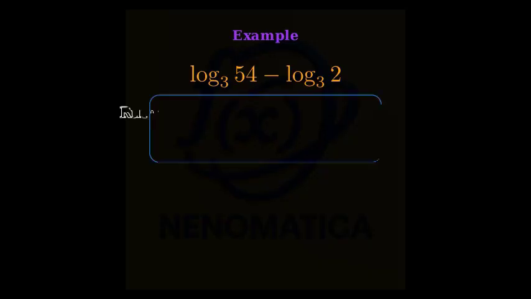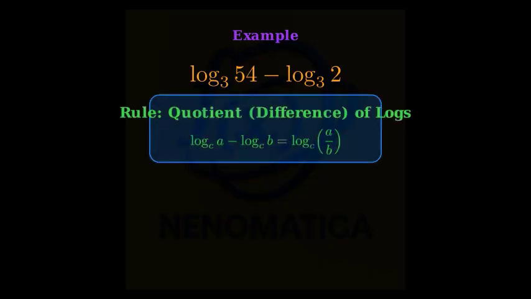In this example, we will follow the exact step-by-step algorithm from the image to evaluate the expression. Example: the problem is log base 3 of 54 minus log base 3 of 2. Step 1. Apply the quotient rule for logarithms. The rule says log base c of a minus log base c of b equals log base c of a over b. Using that, our expression becomes log base 3 of 54 divided by 2.